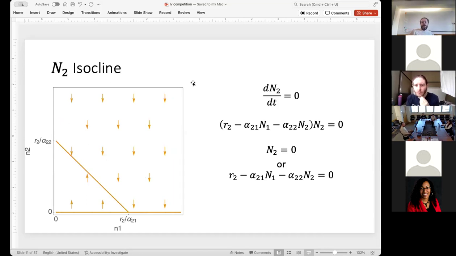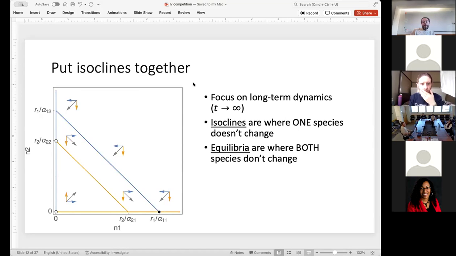All right, the same logic applies to N2. It's got an isocline that's either N2 equals 0 or some other line with negative slope. And instead of going left and right, it goes up or down. This deals with the two species in isolation. To figure out what happens when they interact through competition, we just superimpose these and put them together. At any given point, we can add up those vectors and point in exactly the right direction quantitatively, or we can be approximate and just say northeast, northwest, southeast, that kind of deal.